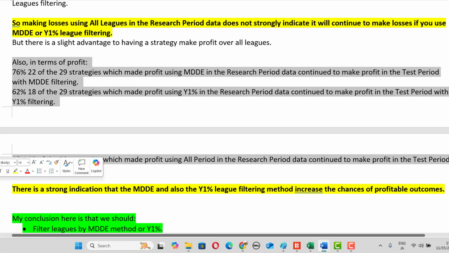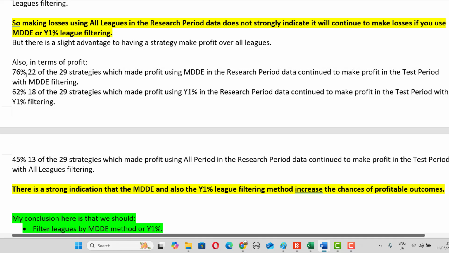And also overall, 76% of strategies that made profit using the MDDE method in the research period data continue to make profit, but only 62% of strategies continue to make profit using the 1% filtering, and only 45% of strategies that made profit using all leagues continue to make profit. So there's a strong indication that the MDDE method increases the chance of profitable outcomes.